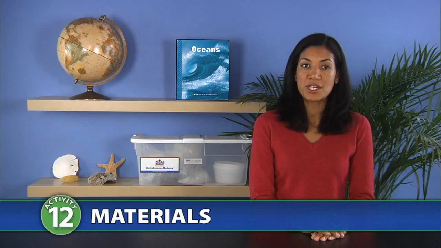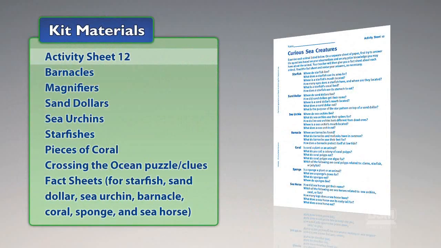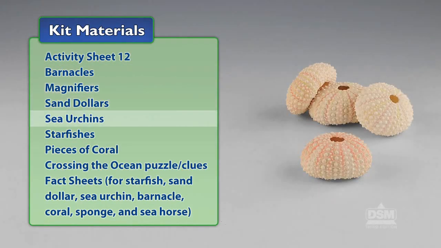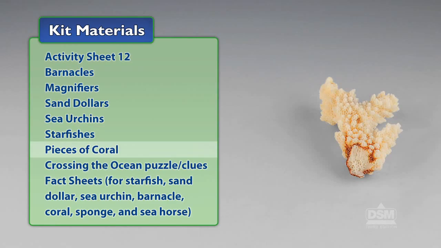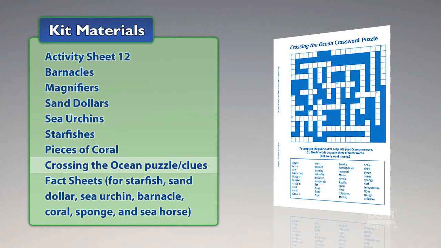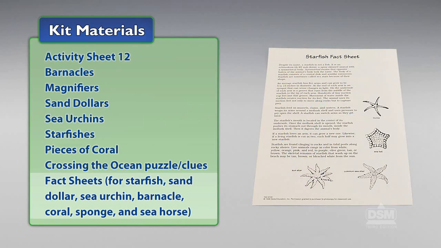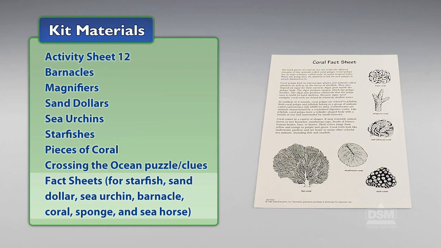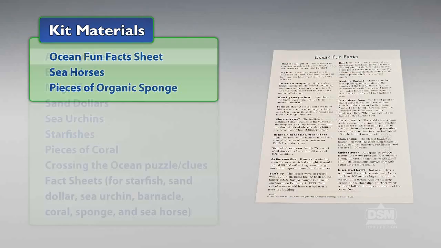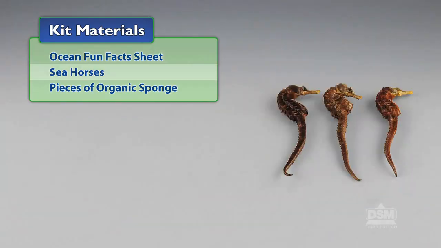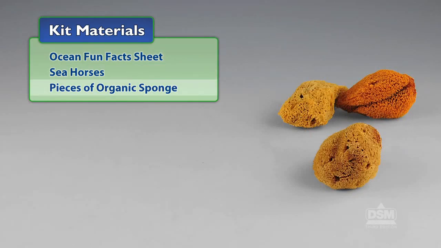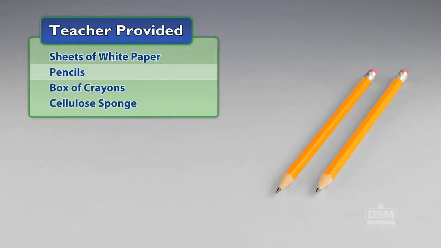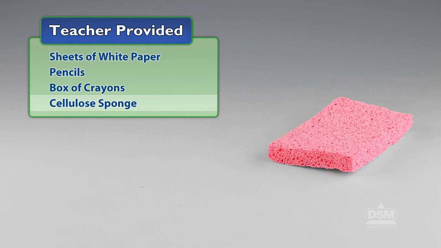You will need the following materials from the kit: Activity Sheet 12, barnacles, magnifiers, sand dollars, sea urchins, starfishes, pieces of coral, crossing the ocean puzzle and clues, fact sheets for starfish, sand dollar, sea urchin, barnacle, coral, sponge, and seahorse, ocean fun facts sheet, seahorses, and pieces of organic sponge. You will also need to provide sheets of white paper, pencils, box of crayons, and a cellulose sponge.